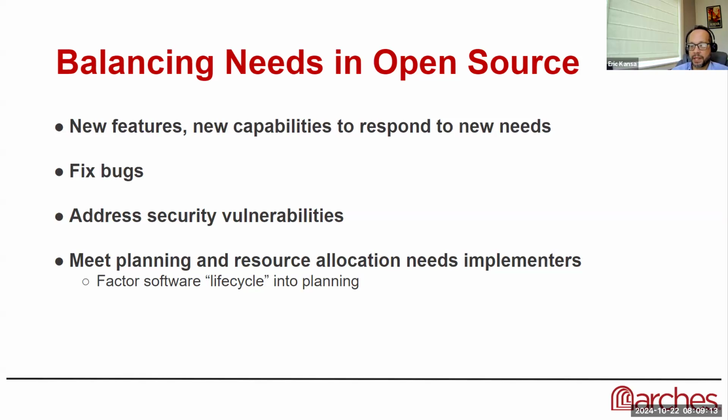And most organizations within the cultural heritage space have pretty severe resource constraints. And so planning becomes a really important issue when you're thinking about implementing software, including open source software. So we need to factor the life cycle of software and software development into your organizational planning, because you need to assign resources to help keep your implementation up to date and well maintained.